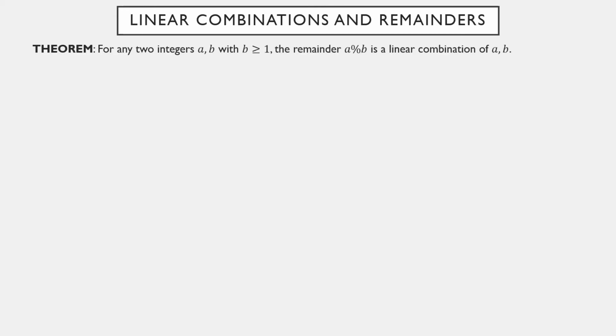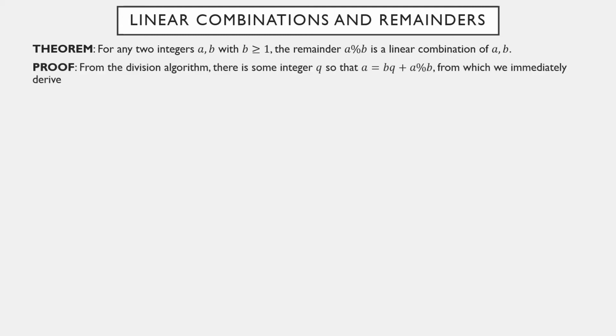What does that have to do with what we're talking about, Bézout's lemma? Well, for two integers a and b, the remainder is a linear combination of a and b. And this just falls out from the division algorithm. If a can be written as bq plus the remainder, well then the remainder is a times 1 plus b times negative q. All you have to do is subtract bq from both sides and you get right here.